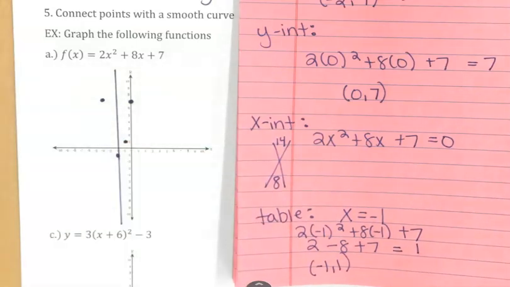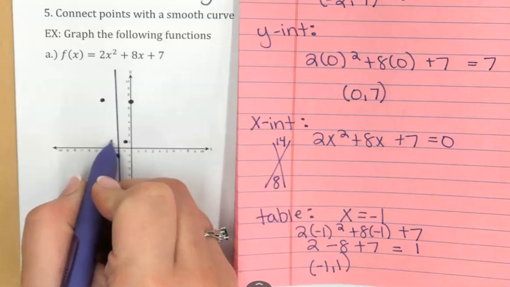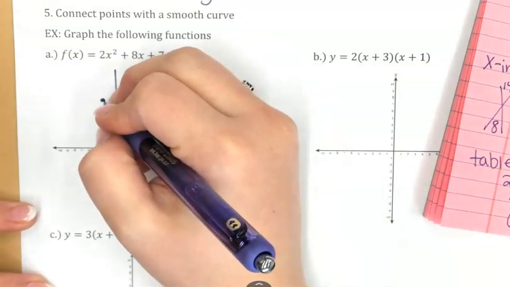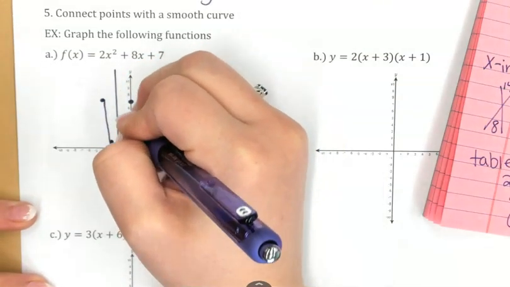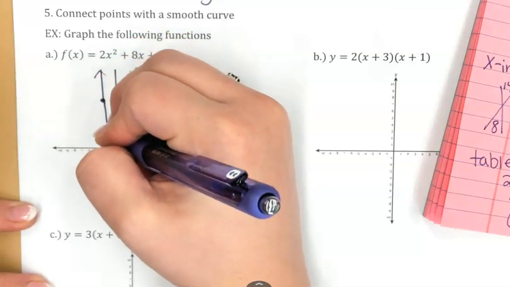And then to find my 5th and final point, I'm just going to use that axis of symmetry. This one is 1 away on the right, so I'm going to go 1 to the left to find my 5th point. And now, just the best that I can, I'm going to connect those dots and draw my parabola.